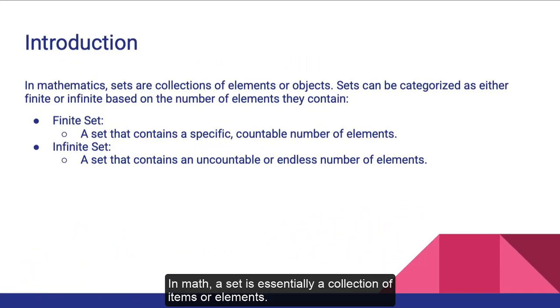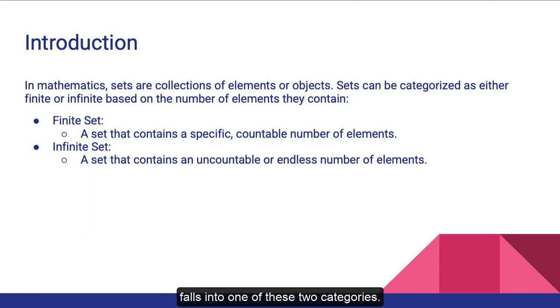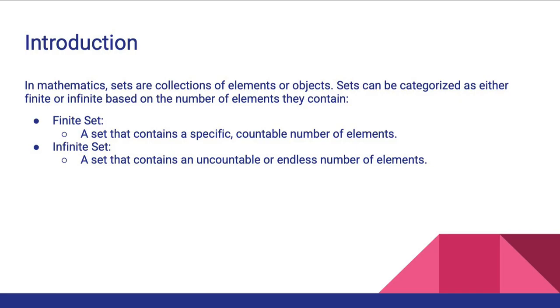In math, a set is essentially a collection of items or elements. These sets can be broadly divided into 2 categories. Firstly, there's the finite set, which has a specific, countable number of elements in it. Then we have the infinite set that, as the name suggests, contains an endless number of elements, making it impossible to count them all. So whether a set has a fixed number of members or an endless amount, it falls into one of these 2 categories.